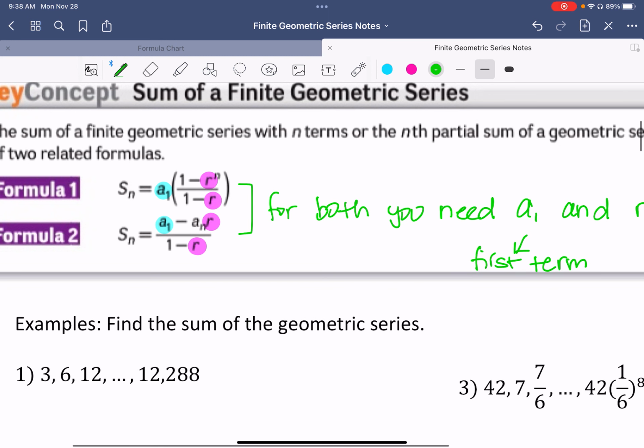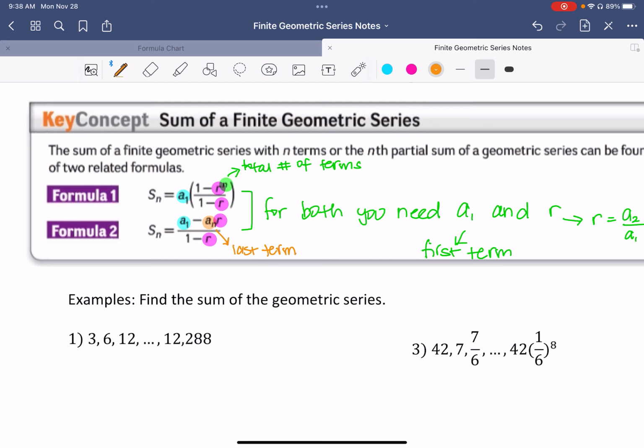Okay. So how are they different? One of them has the power of n, and the other one has a sub n. If you know the total number of terms, then you're going to use the first one. So n represents the total number of terms, and a sub n represents the last term. So if you have the last term, then you would use formula 2. So regardless, for both of them, you're going to need the first term and the common ratio, and then you're going to pick one depending on whether you have n or you have the last term.